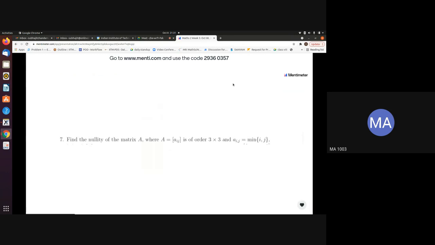So if I go to the next question, this is one easy one. Find the nullity of the matrix. So first write the matrix. What is this matrix? 3 cross 3.